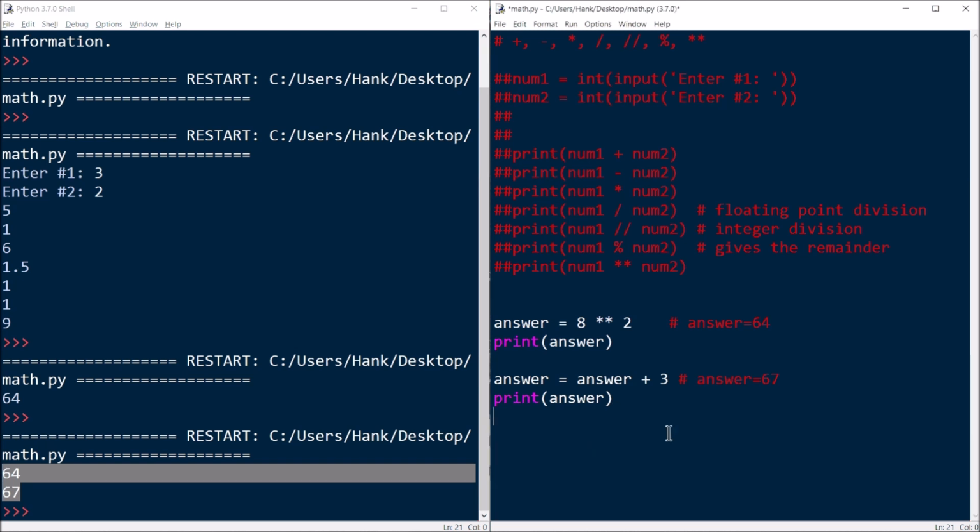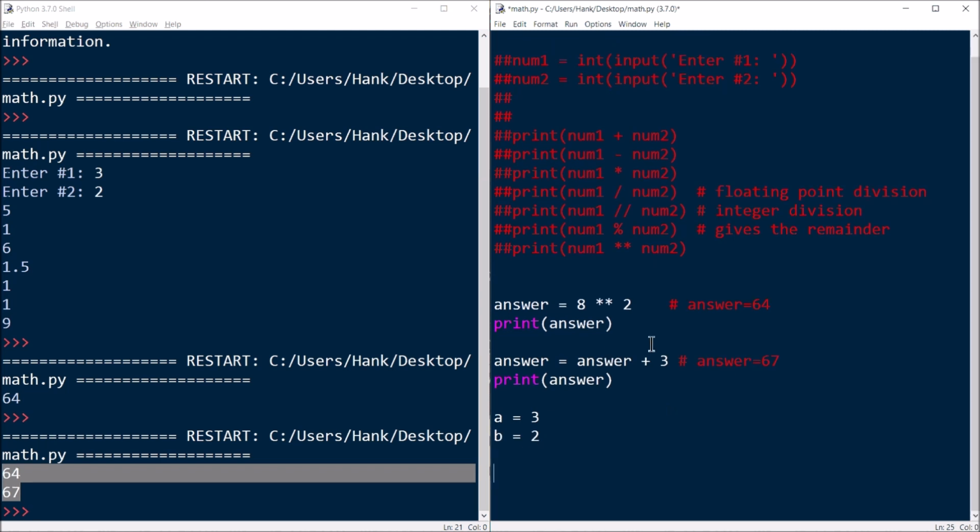Okay, now I could also do something like this. I could say A equals 3, B equals 2, and then I could do something like this. C equals A plus B times 3 modulus 2 and minus 1, something like that. So then I'll print out C.